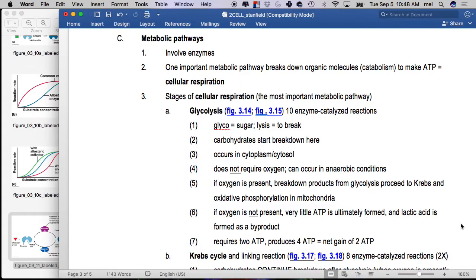So cellular respiration is, of course, the mechanism by which you take nutrients, glucose included, but not limited to, and break them down to ultimately get ATP and generally produce carbon dioxide as a byproduct, right? And that is arguably in you the most important biochemical pathway.